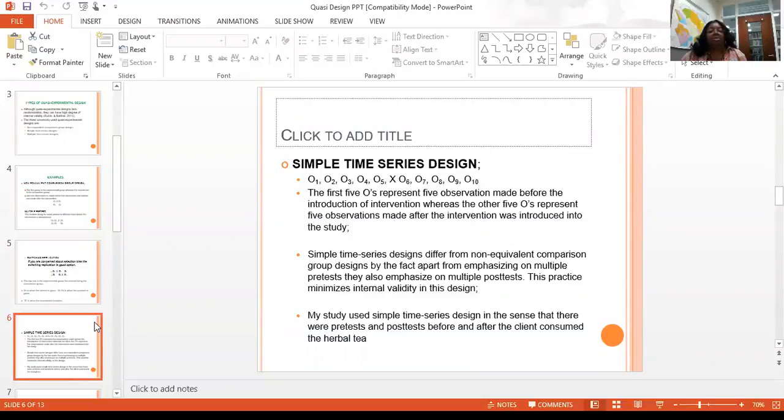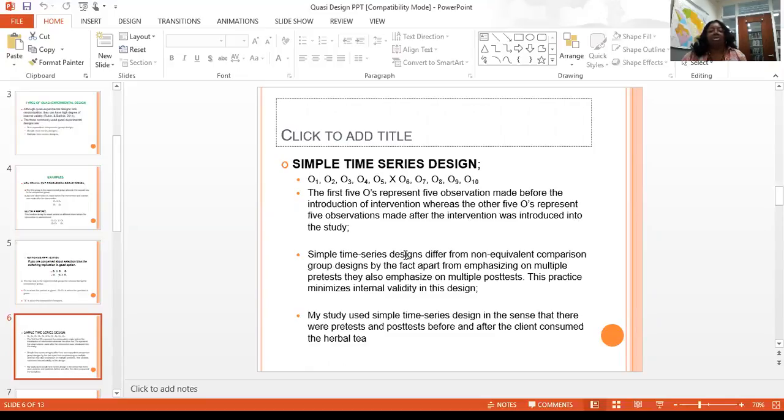Simple time series design is actually the design that I use for my single subject experiment. If you look at the drawing, the first 5 observations represent the observations that were made before the intervention was introduced. The 5 observations after represent the observations that were made after the intervention was introduced.